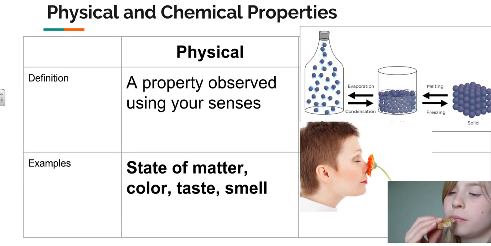Back in 6th grade, we did some conversations and activities about physical and chemical properties. Physical properties are any properties you observe by using your senses. Examples of physical properties are states of matter. I can see when water, for example, is a solid as ice, a liquid as water, or a gas as water vapor. I can smell, I can taste, I can see color. These are all physical properties of something.